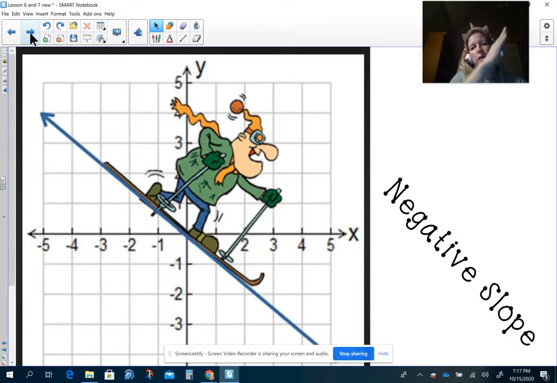Negative slope, he's going down. So negative slope just means you're losing money. It's going down, the temperature's dropping, so you're negative slope. So pause my video and write this in your notebook.